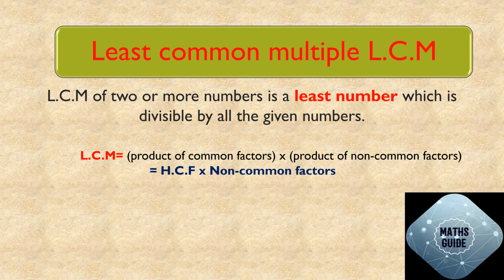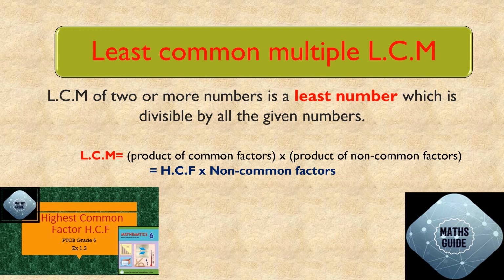So now let's start with what is LCM. LCM of two or more numbers is the least or smallest number which is divisible by all the given numbers. And LCM is the product of non-common factors into product of common factors. We can simply say that the product of common factors means HCF. So LCM is equal to HCF into non-common factors. A complete video on HCF or highest common factor is available on Maths Guide. Link is provided in description.